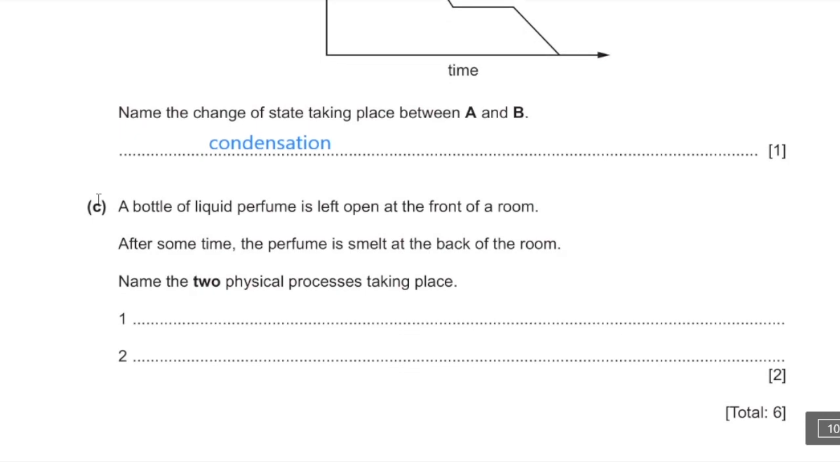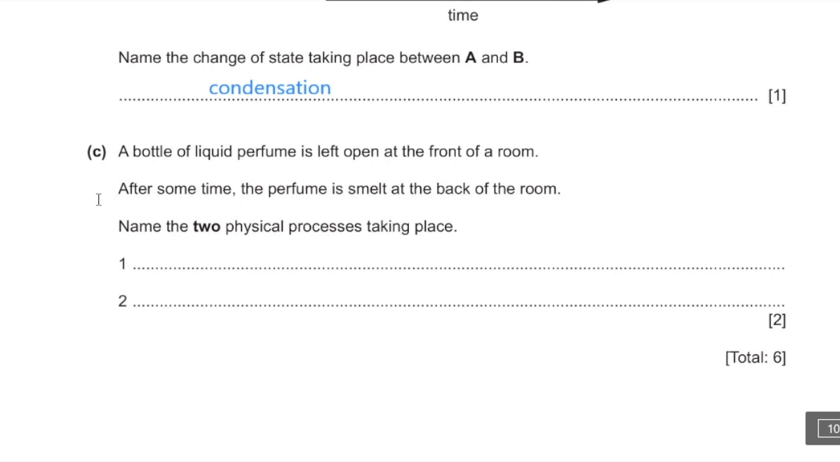C. A bottle of liquid perfume is left open at the front of a room. After some time, the perfume is smelled at the back of the room. Name two physical processes taking place. So the liquid perfume has to turn into gas to be able to diffuse through the room to be smelled at the back of the room.